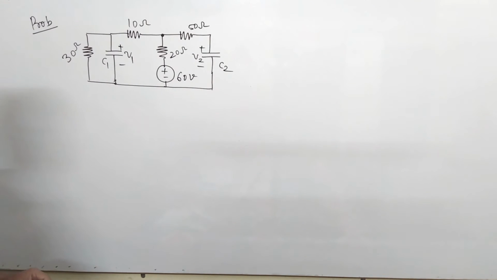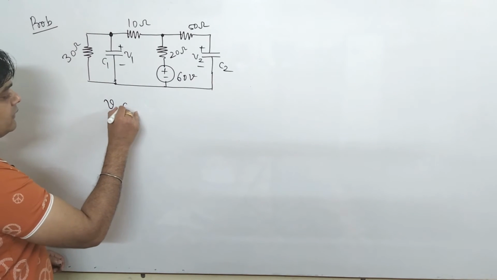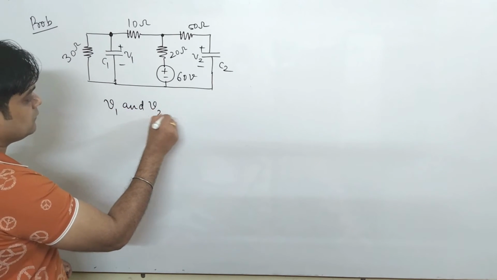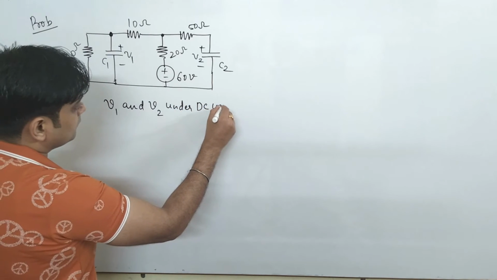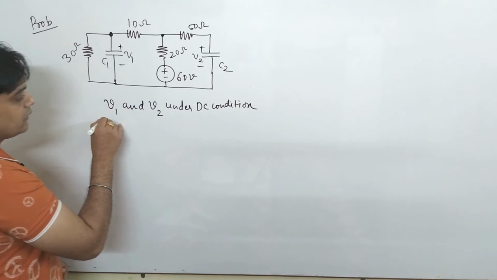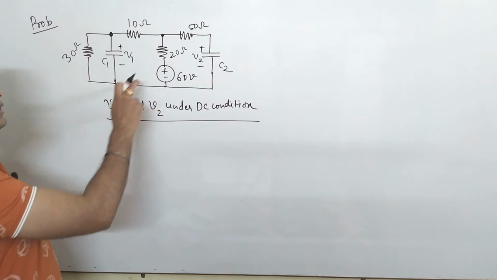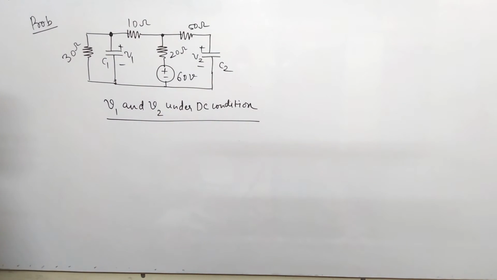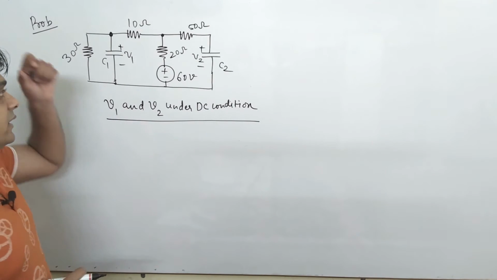Now friends, this is our next problem. In this problem you have to find the value of V1 and V2 under DC condition. The value of V1, V2 under DC condition means a DC voltage is mentioned here, and you have to find the value of the voltage across capacitors C1 and C2.